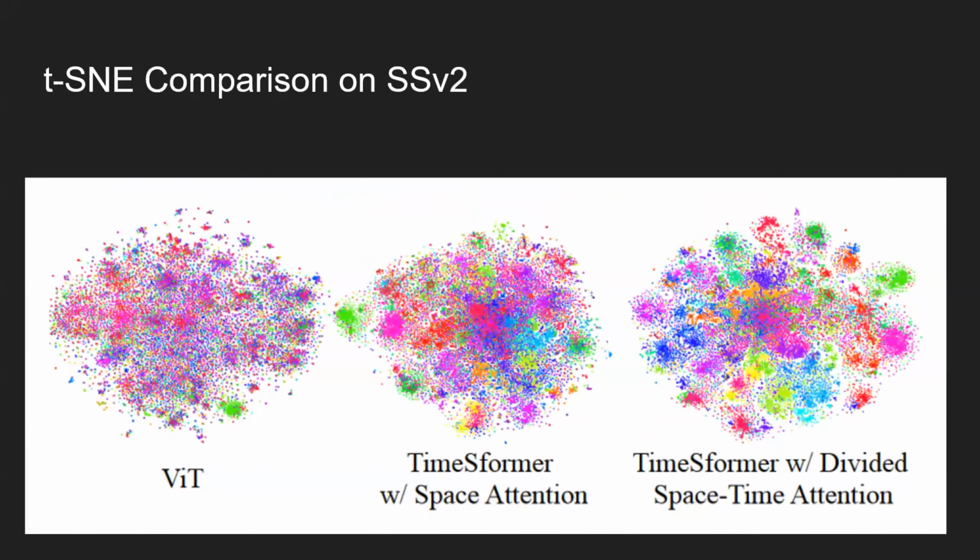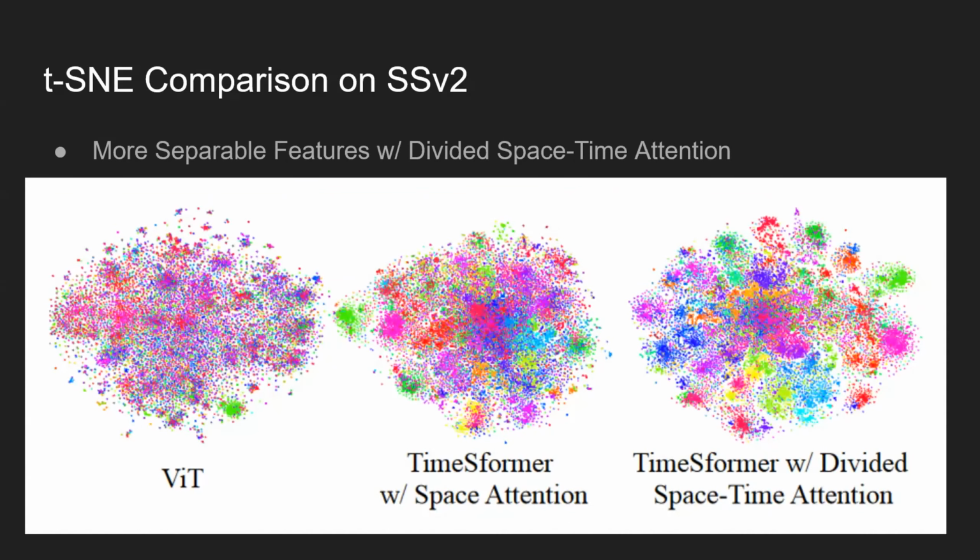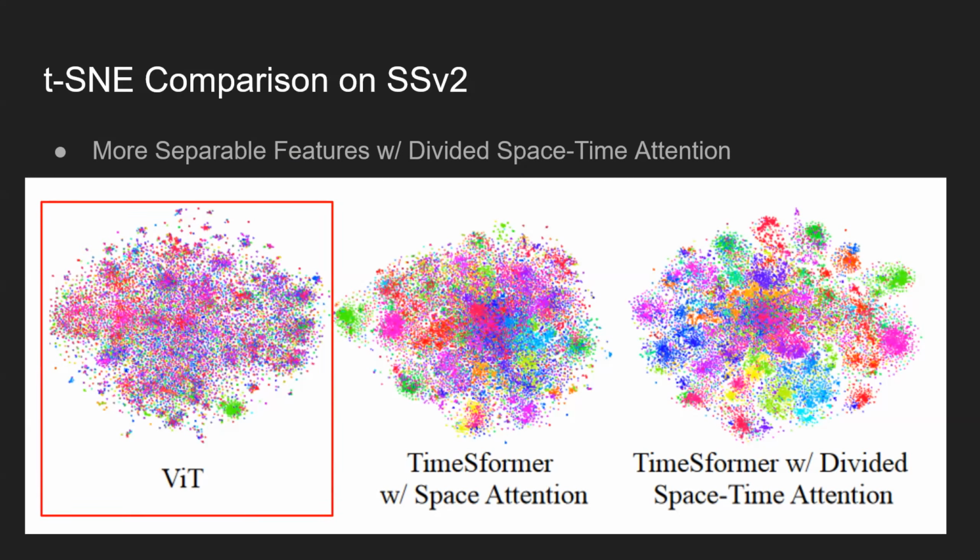Then we have a TSNE comparison on SSV2. We can see that there are more separable features with divided space-time attention. Each of these points is a video, and each of the colors represents an action classification. So for ViT, we can see that these features are not very well separated, and there's not a lot of clustering.